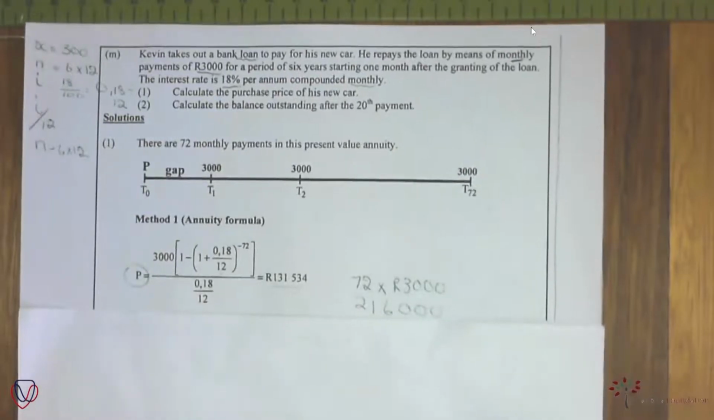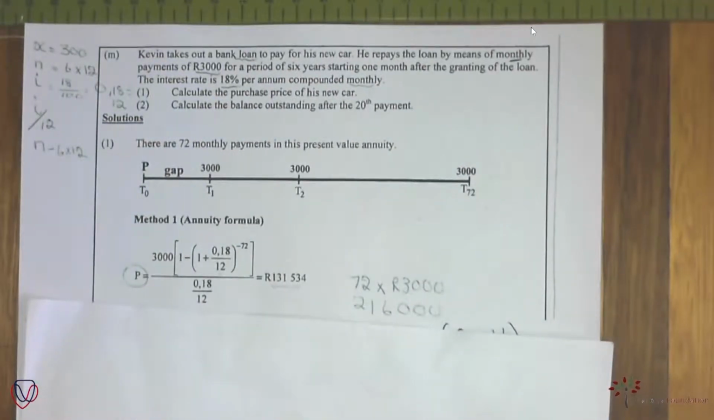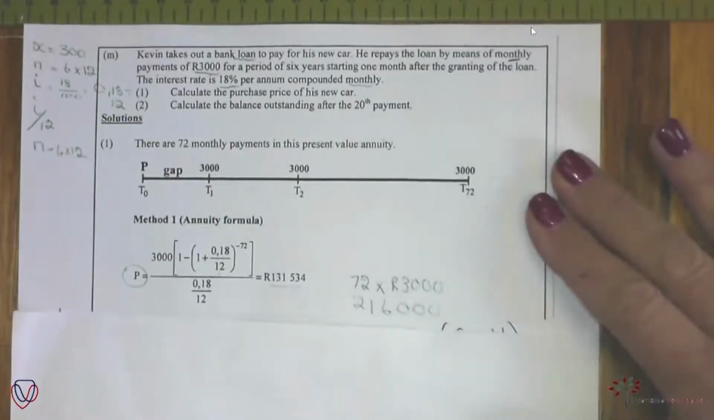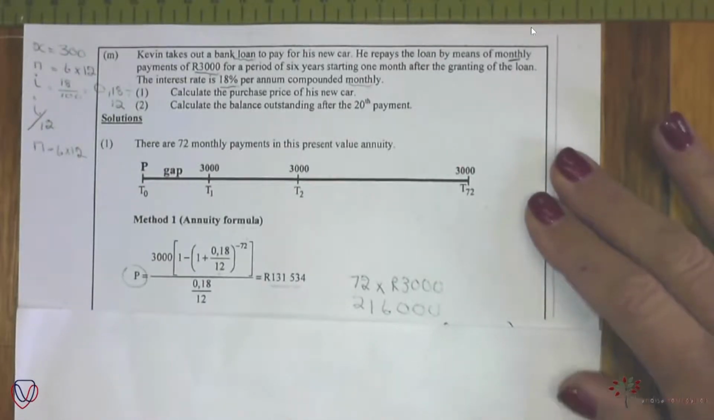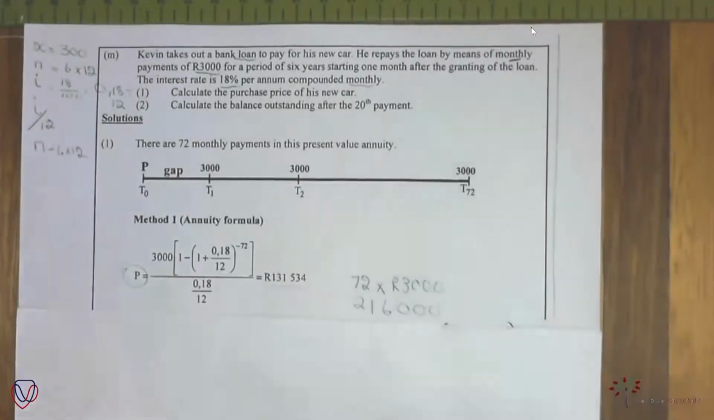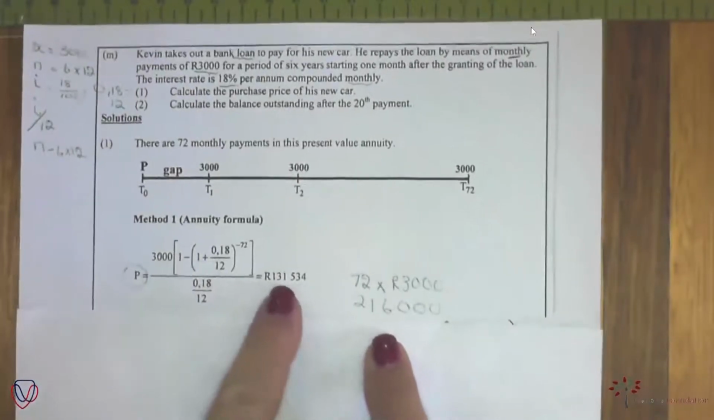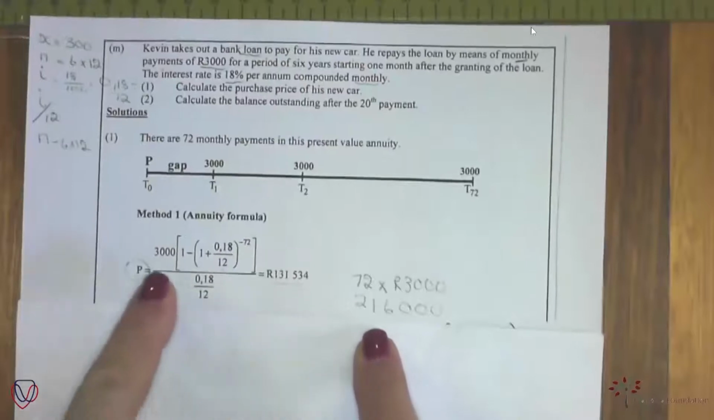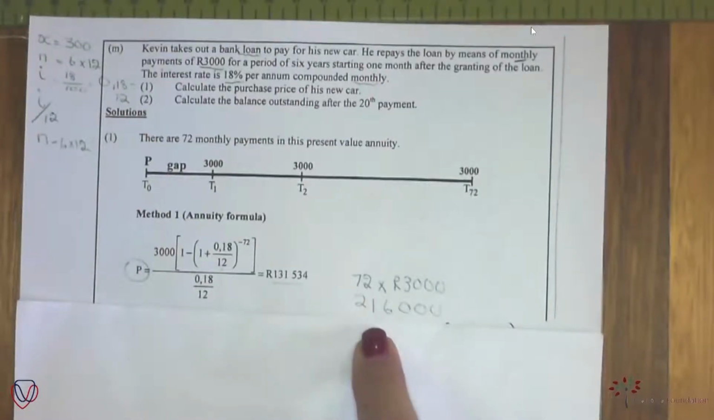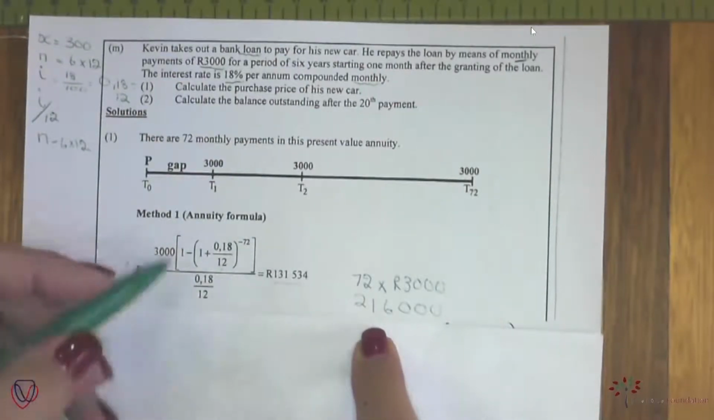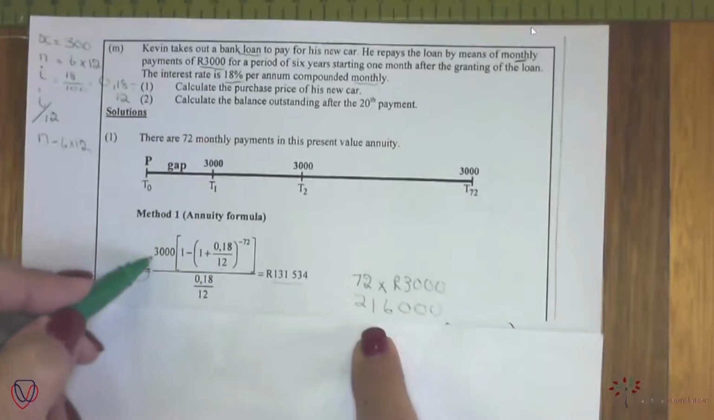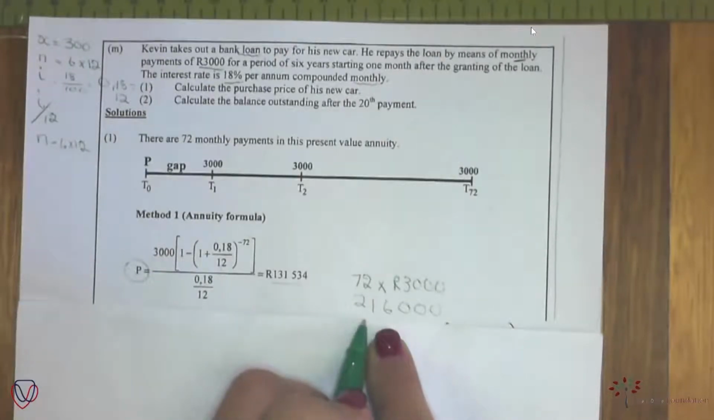After the 6 years, the car is old. You realize that buying a car on hire purchase is quite an expensive thing. Same with furniture. The car only cost 131, but after paying 72 payments of 3,000 rand, this is what he's going to pay for his car. Almost double the price.